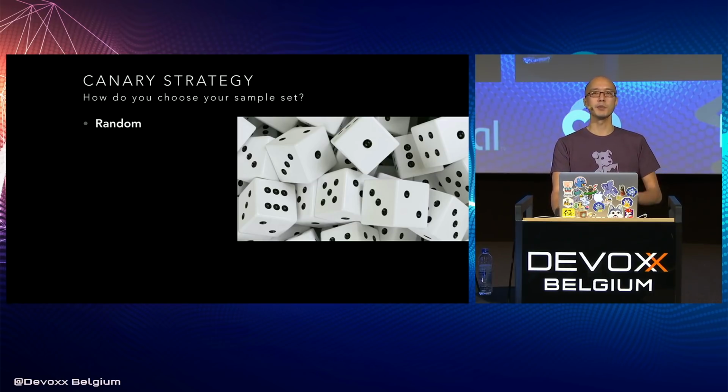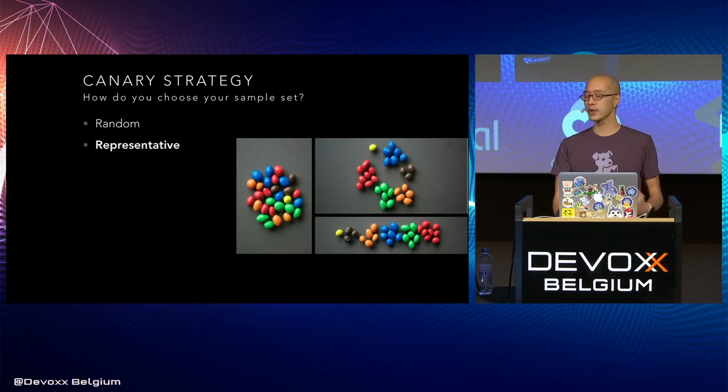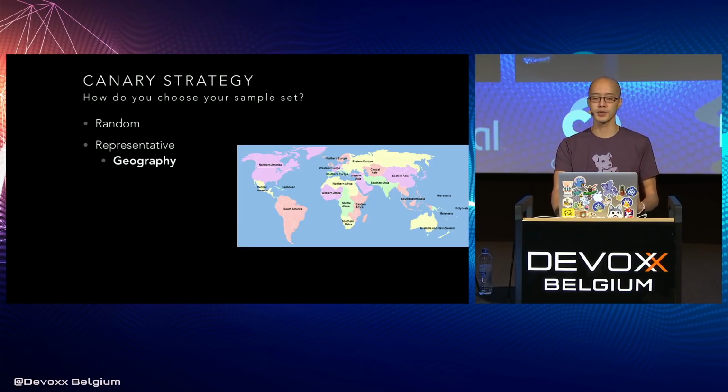But as we all know, if anybody's ever tried to do random on a computer, we just had a talk about encryption earlier before this. Encryption's really hard because we all know that computers don't do random very well. Random is not very random with computers. So when you think about Canary deployments, you really want to think about representative sets. Think about how your users are going to be using your application or that new feature.